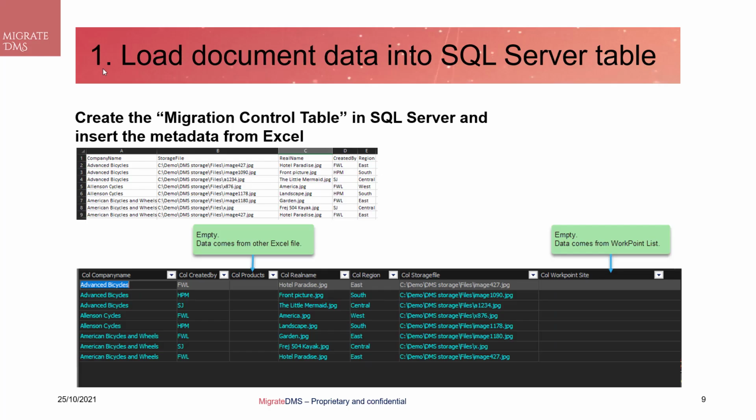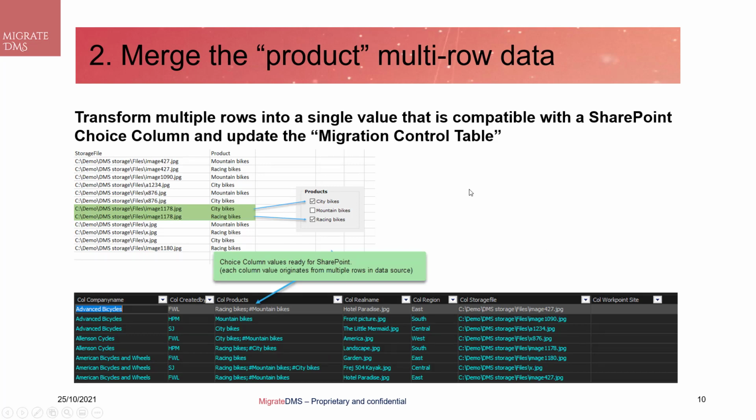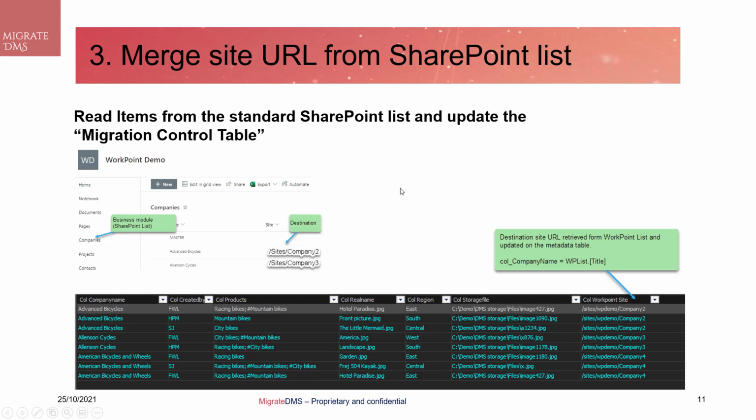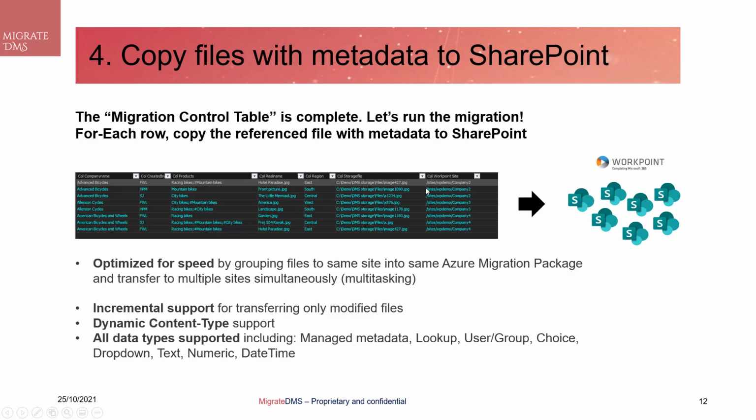All right. That was step number 1, creating the migration control table in SQL Server and then inserting the data from the first Excel file. The next 2 steps are transforming the multi-value value from the second Excel sheet into a value that is compatible with a SharePoint choice column and updating the migration control table. The third step is to go to the SharePoint list, which is basically just another data source, and retrieve the different sites for each of the files. And once that has been done, we are ready to run the migration.